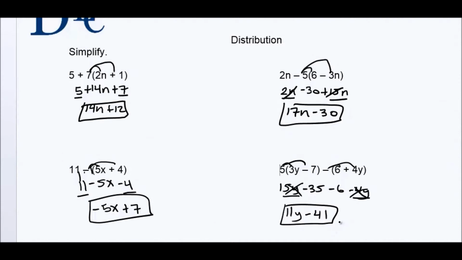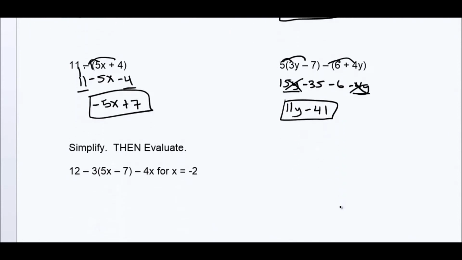Okay, so now we're going to add one more step. We're going to simplify and then evaluate this expression for x equals negative 2. All right, so we're going to distribute first. We have a 3 out here, but don't forget that subtraction symbol, it turns this 3 into a negative 3 when you distribute. So negative 3 times a positive 5x is negative 15x. A negative 3 times a negative 7 is a positive 21, and then we're going to bring everything else down.